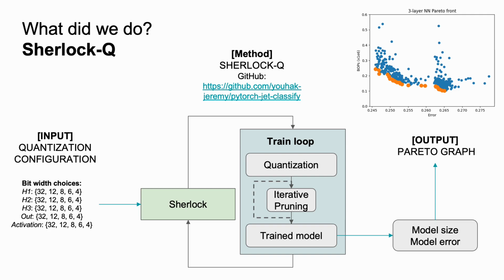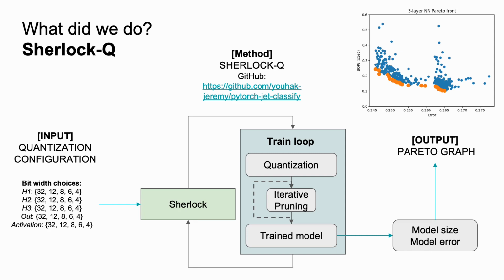Now we can introduce our frame of Sherlock-Q. Sherlock-Q is a software tool to suggest design choices for dedicated hardware. You can use Sherlock-Q with the GitHub repository introduced here. Sherlock-Q reduced the total amount of time for quantization DSE and shows us a Pareto graph about the DSE performed.